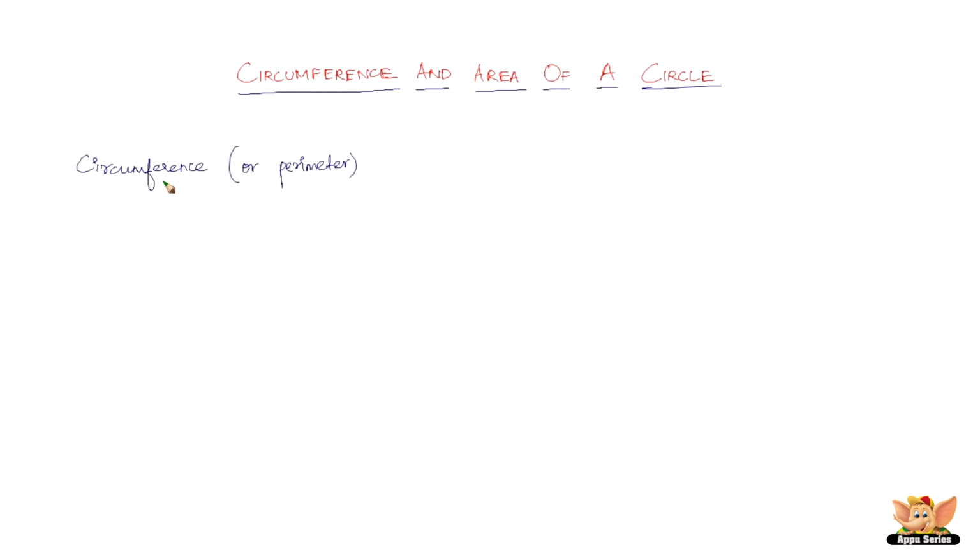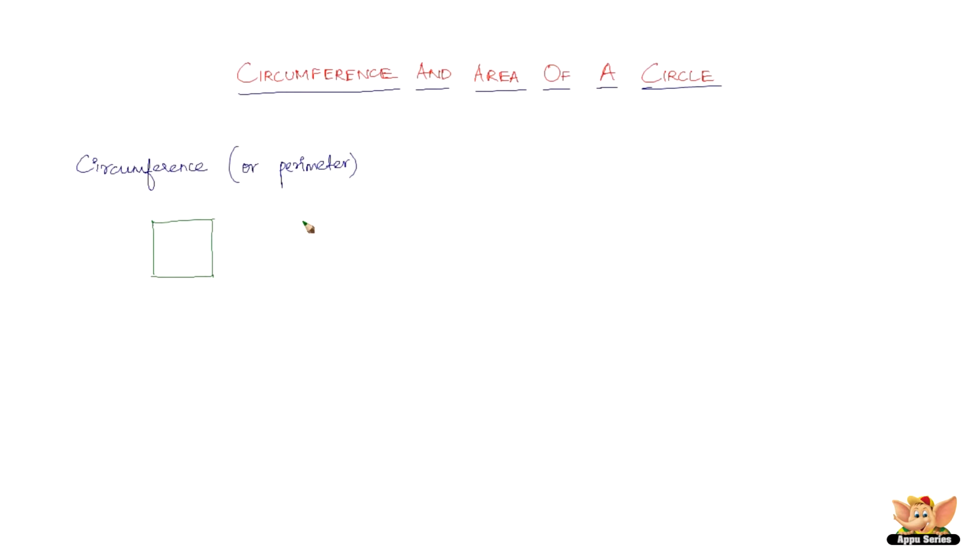Now, what exactly is circumference? Circumference is nothing but the perimeter of a circle. But in the case of a circle, we call it circumference. Say, for example, we take a square. The length of the boundary of this particular square is called the perimeter. You must be familiar with this term because there are a lot of instances where we found the perimeter of a square, perimeter of a rectangle, perimeter of a triangle, and so on.